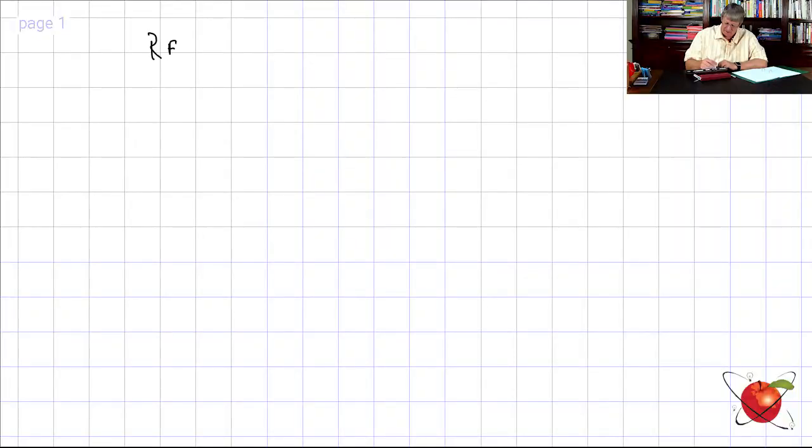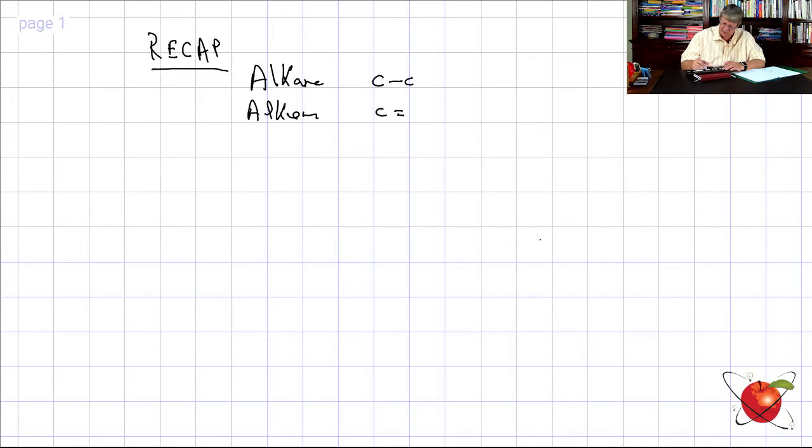Now, let's recap very quickly where we are, because we're now on number 4, so we've had 3 sections. First of all, we had an alkane, which is a C-C. Then we had an alkene, which was a C double bond C. Then we had an alkyne, which was C triple bond C. We're just going through the functional groups, in other words, the families.